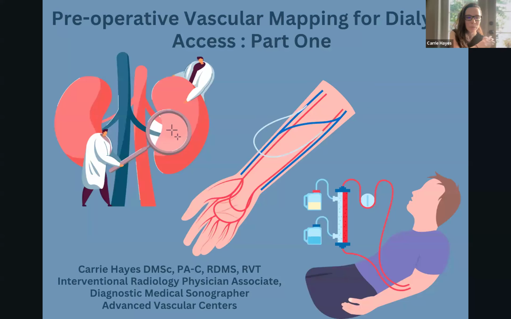Really excited. I'm really excited to be co-presenting with my colleague Jill. In my daily life, I'm an interventional radiology physician associate and sonographer.